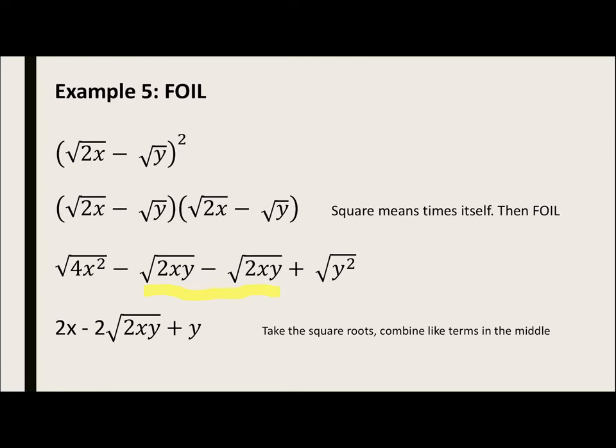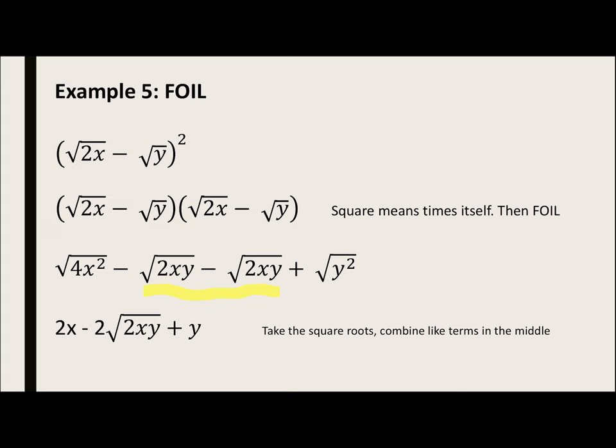Example 5. Squared means write it times itself. First, the square root of 2x times the square root of 2x. 2 times 2 is 4. x times x is x squared.